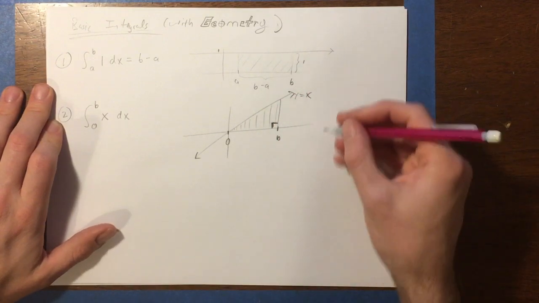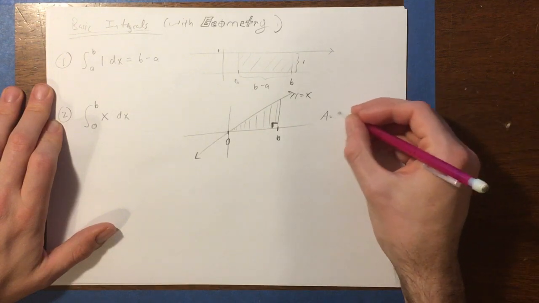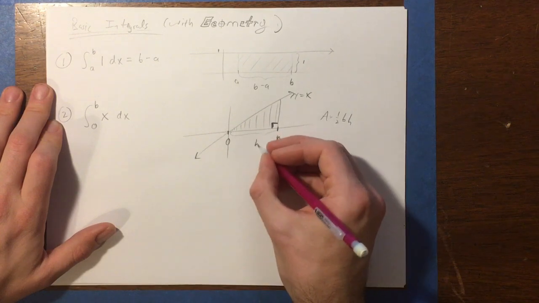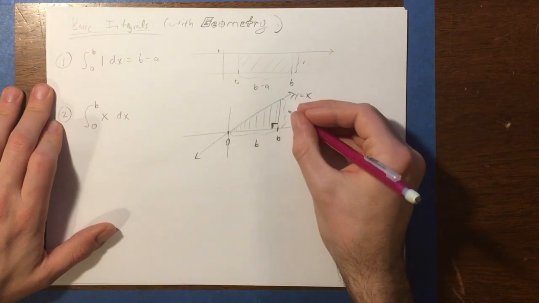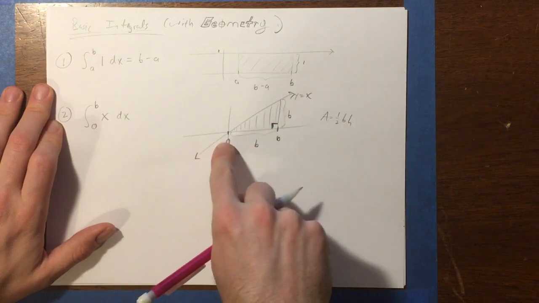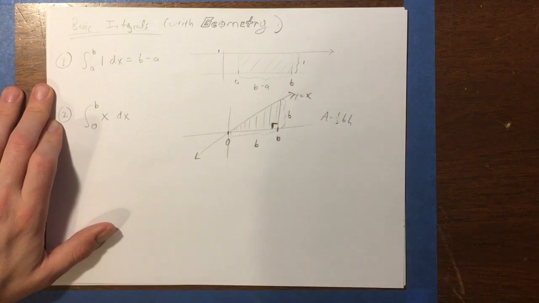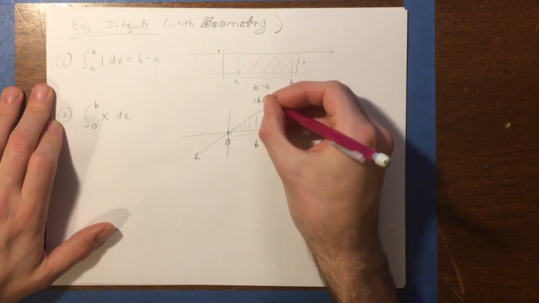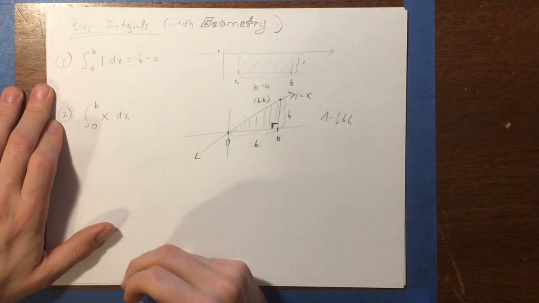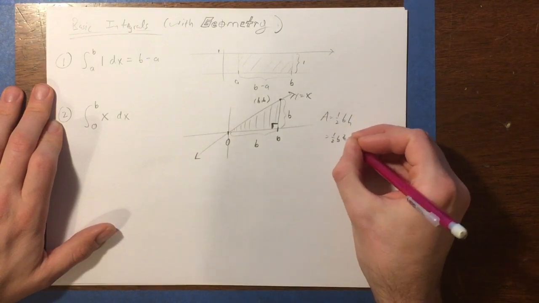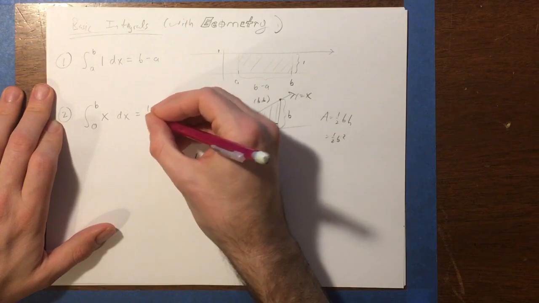Area is 1/2 base times height, right? That's our area of a triangle formula. Well, the base is of length b, and the height is also of length b. The reason is because y equals x, so horizontal distance and vertical distance will be equal to each other. The x and y coordinates will be equal to each other. This would be the point b comma b, right? So this is going to be 1/2 b times b, which is 1/2 b squared, which is indeed what this integral should equal, 1/2 b squared.